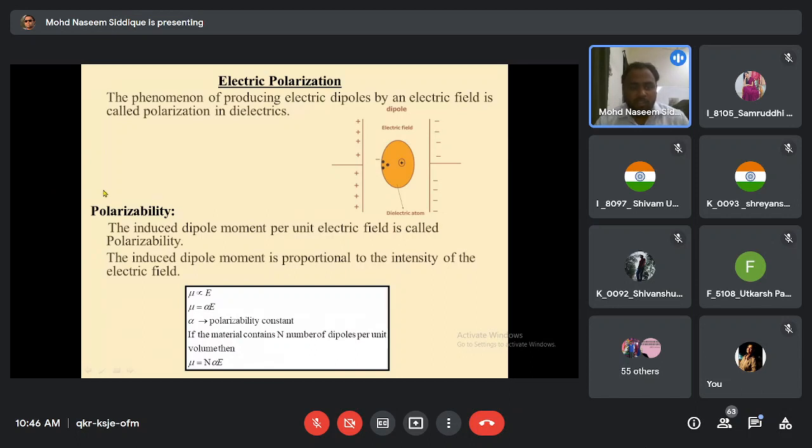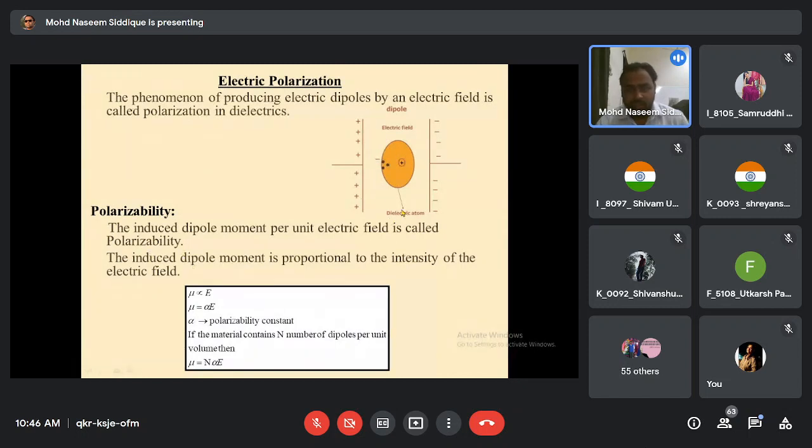The polarizability is the characteristic of the material. So what kind of material are we using for the dielectric? The polarizability is a material property. The induced dipole moment per unit electric field is called the polarizability.